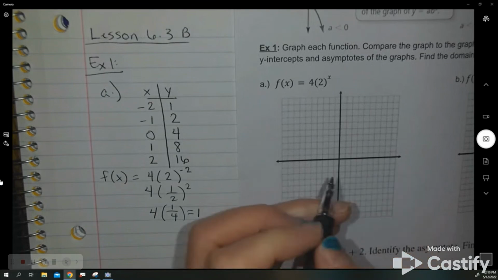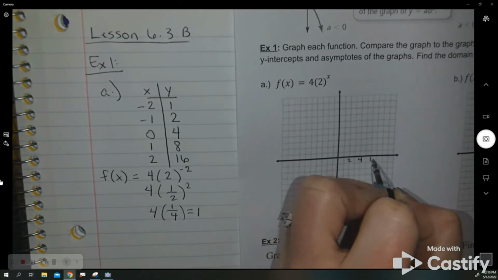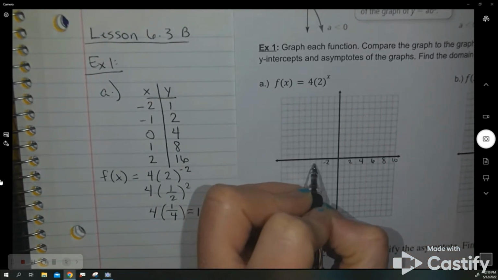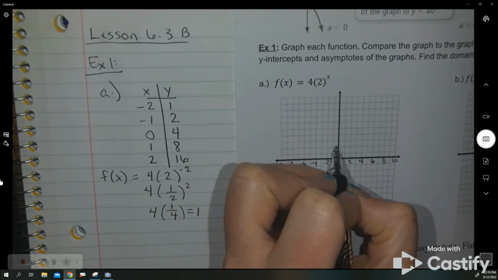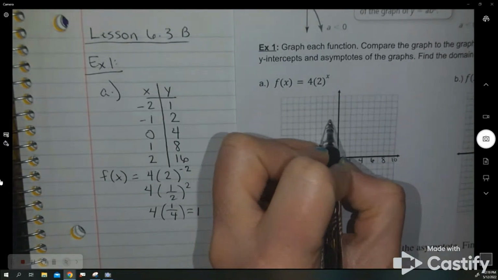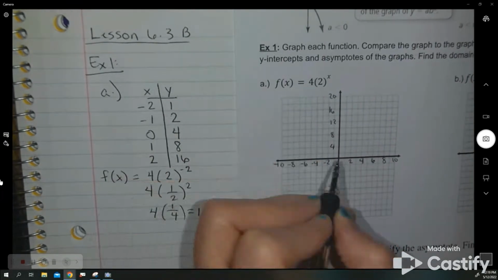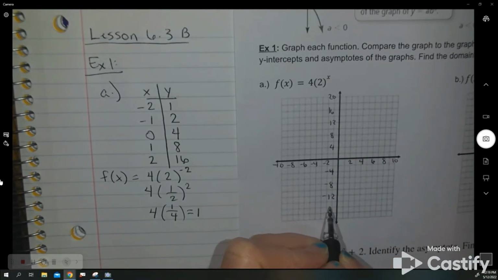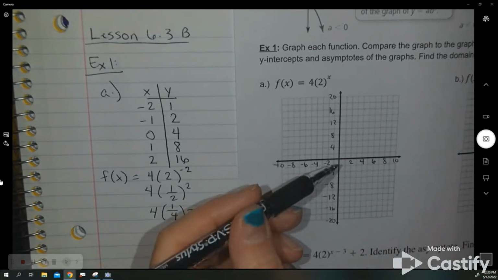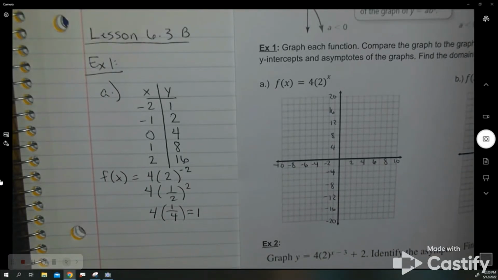I'm going to count my x-axis by ones, so every other line I'll count by ones. And my y-axis, I'm going to count by twos. All right, so we've got 2, 4, 6, 8, 10, 12, 14, 16, 18, 20. And down here, -4, -8, -12, -16, and -20. So every line is worth 2 going this direction. I just only labeled every other line.